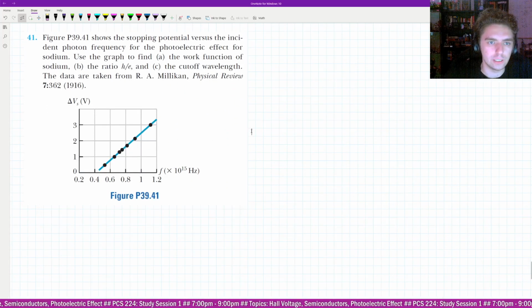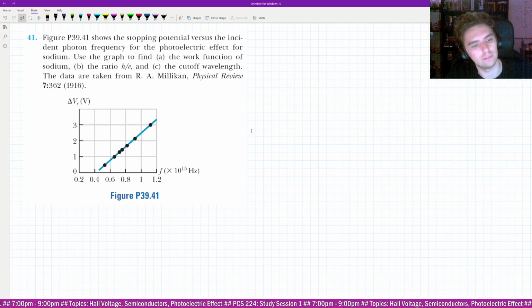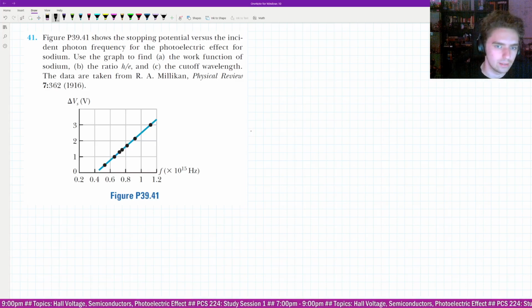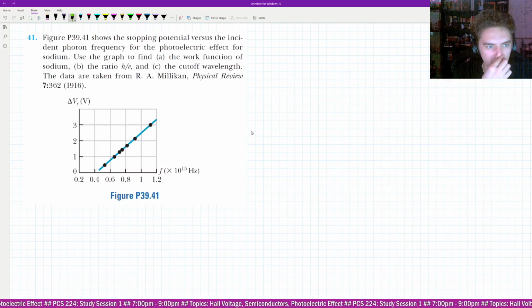Figure 41 shows the stopping potential versus the incident photon frequency for the photoelectric effect for sodium. Use the graph to find the work function of sodium, the ratio h over e, the cutoff wavelength, all that stuff. Okay. So this is essentially our lab, so I'm not going to do everything. I'll just explain how you're going to do it. So the work function is our y-intercept, right? So that right there is our work function.